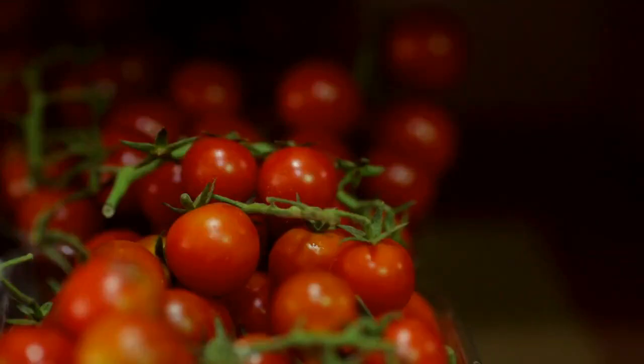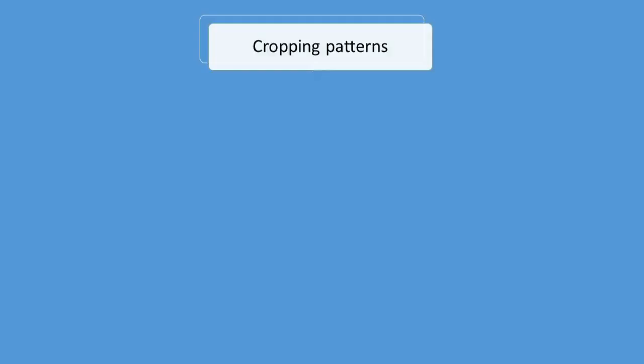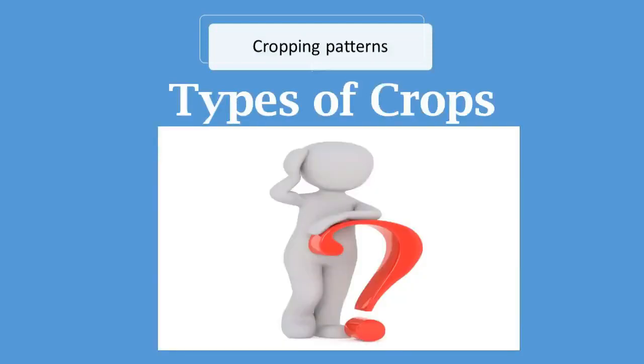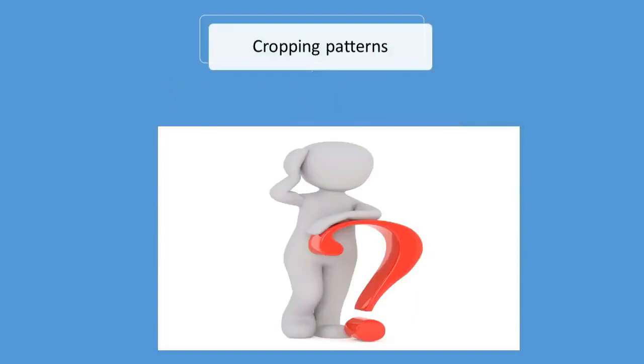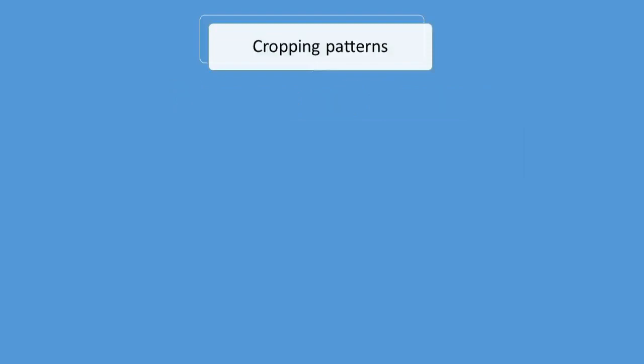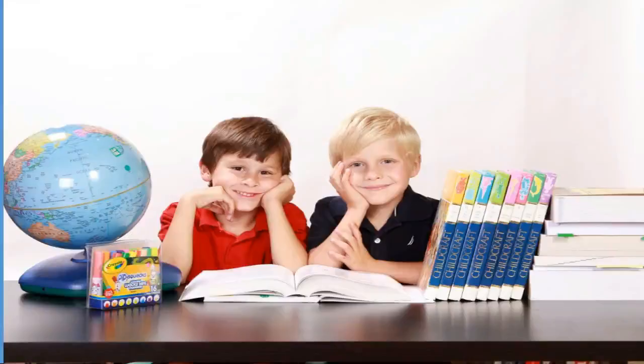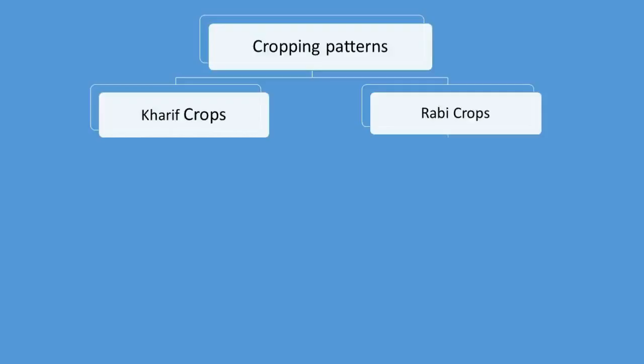Despite this diversity, there are two broad cropping patterns. And what are those cropping patterns? They are Kharif crops and Rabi crops. You must have studied this in your geography syllabus. So let us once again recall that here.